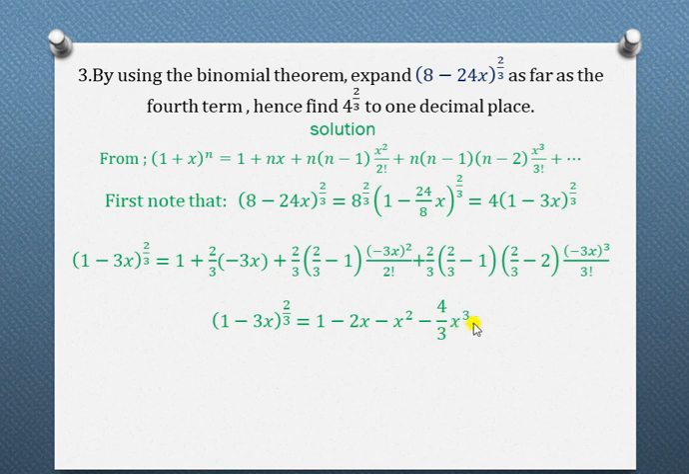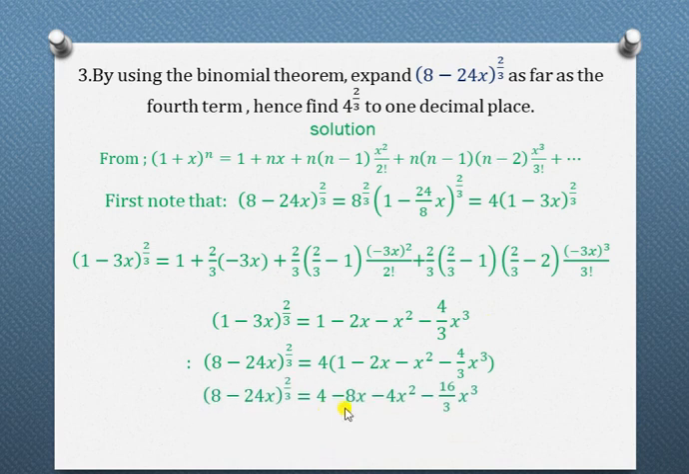x cubed. Then from this point, since we're interested in this expansion here, we now multiply by the 4 we had kept earlier around at this stage. So we multiply this expansion by 4. And when you do so, you will surely have 4 minus 8x minus 4x squared minus 16 out of 3 x cubed as our final answer for the expansion.